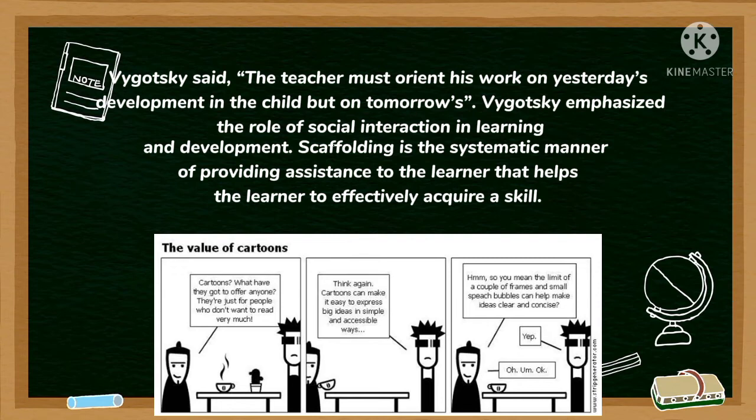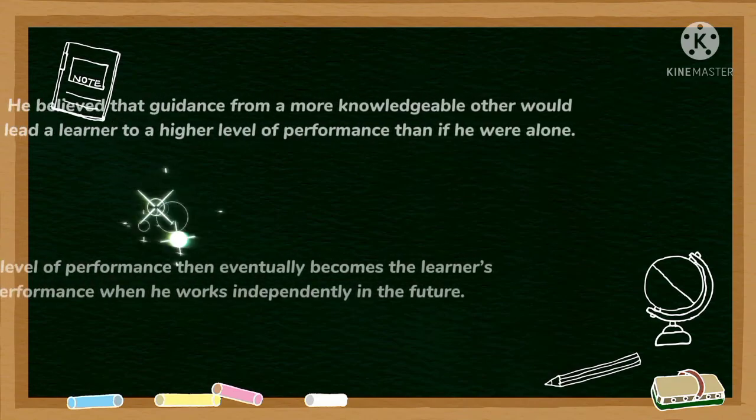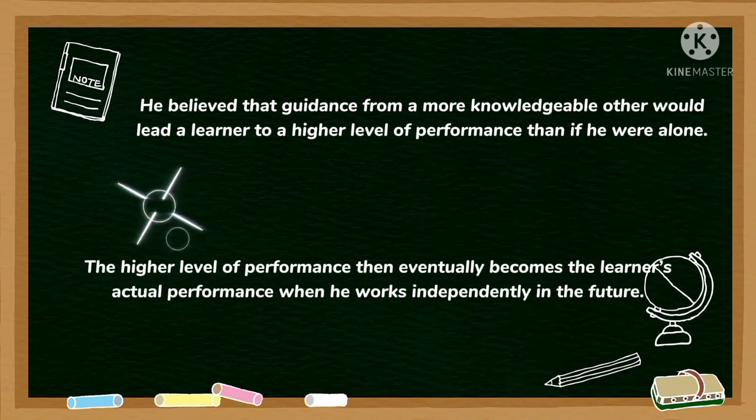In that theory, he argues that learning is preceded by social interaction, which makes consciousness and cognition the product of socialization and social behavior. So it simply means that educators play a vital role in the teaching learning process based on how they interact with their students. He believed that guidance from a more knowledgeable other would lead a learner to a higher level of performance than if he were alone.